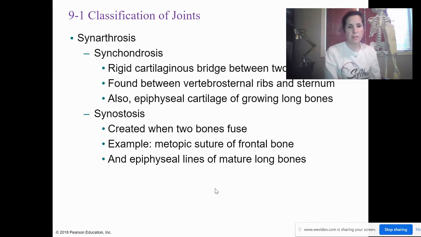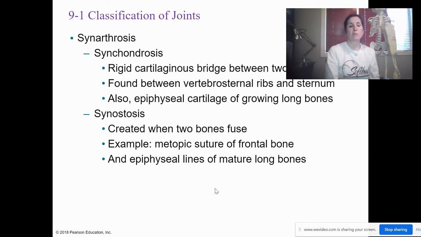Synchondrosis, there's a rigid cartilaginous bridge between two bones, and you're going to find this between the vertebral sternal ribs. So take a second, remember what that is: vertebral sternal ribs. Okay, so think about that from the vertebrae, those ribs that go from the vertebrae to the sternum. The epiphyseal cartilage of the growing long bones.